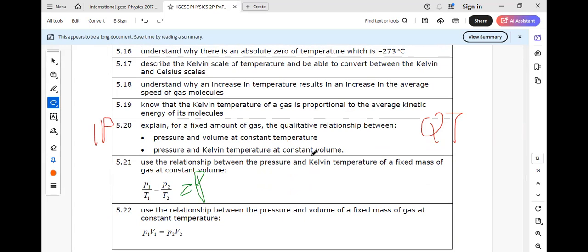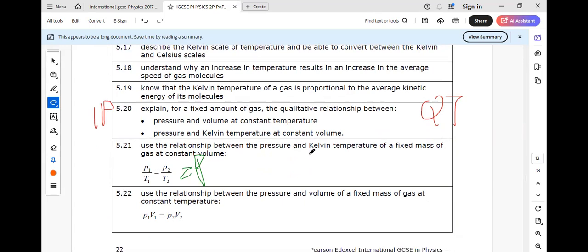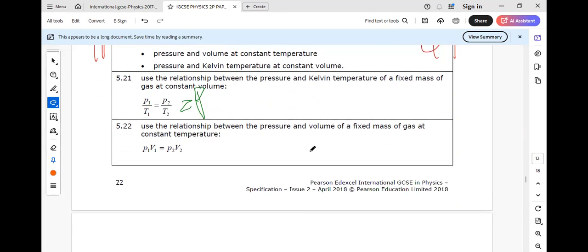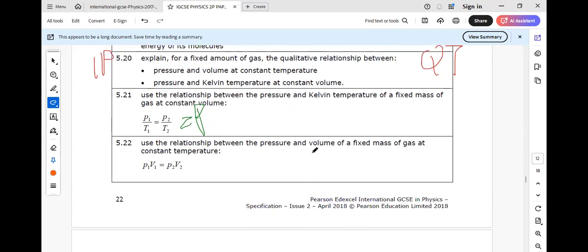Boyle's law was given in paper 1, right? That was question 7. So that was checked, but still, you might get a question on pressure and temperature, right? There is a possibility.